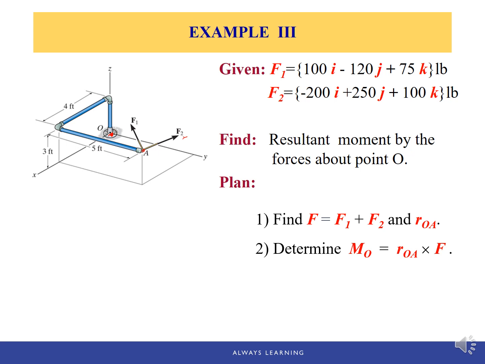But since both forces F1 and F2 are passing through the same point A, which we call those two forces concurrent, then we can find the resultant moment of F1 and F2 first. Then we find the position vector from the point O to any point on the line of action. In this case, we'll find the point A, and then just perform cross product once, which will be ROA cross F, to find the moment about point O. So this will be the approach we're going to solve this problem.